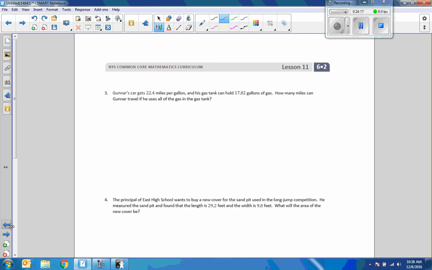Next question. Gunner. His car gets 22.4 miles per gallon. There's 1 decimal place. And his gas tank can hold 17.82 gallons. That's 2 decimal places. How many miles can he travel? So we have a total of 3 decimals. Okay.